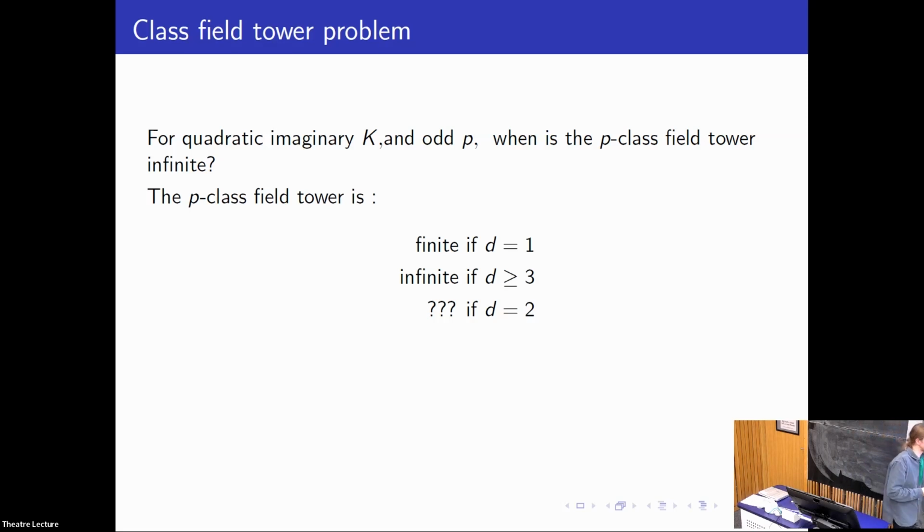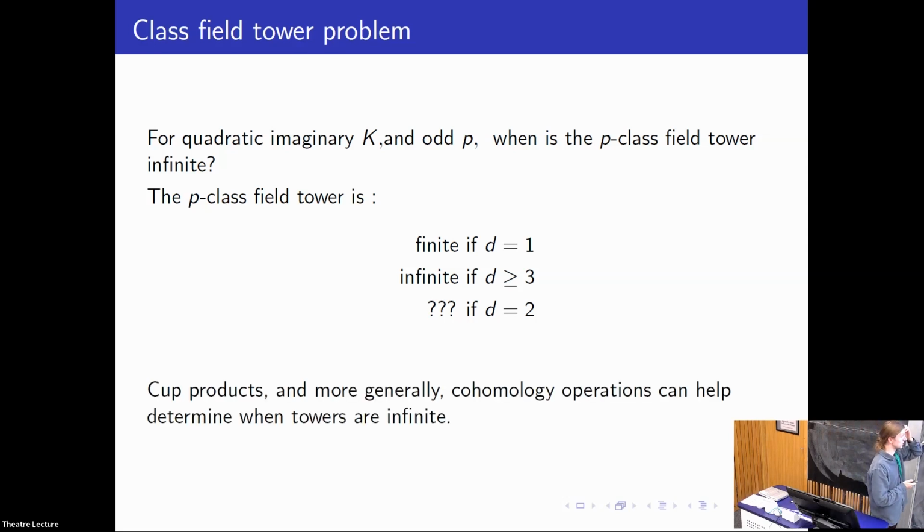But it turns out we were completely in the dark when d is equal to 2. We have no expectation of what happens in general. I mean, up to very recently, we had no examples of an infinite tower. So this is very dark.